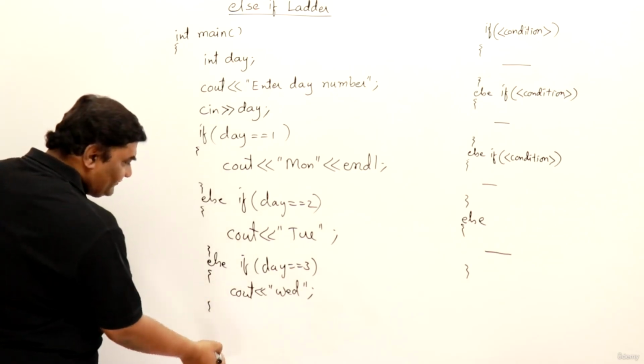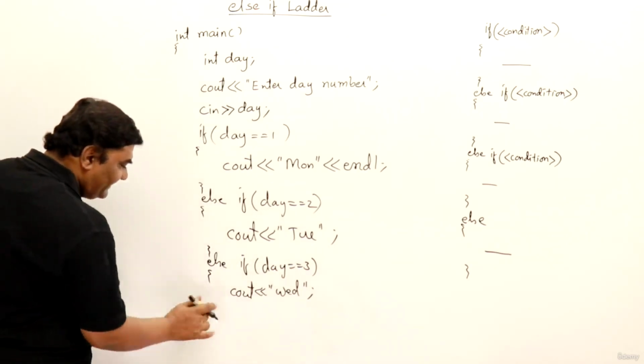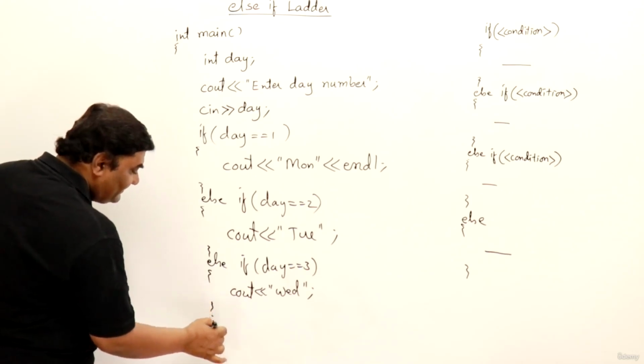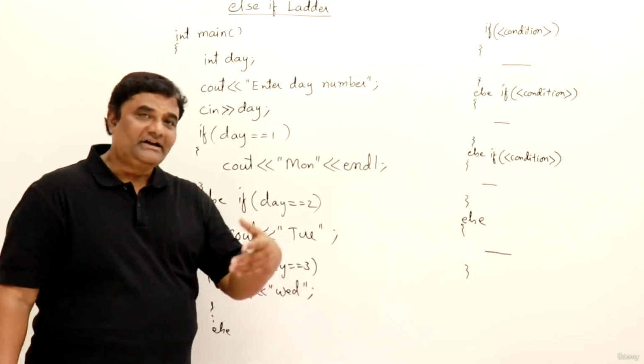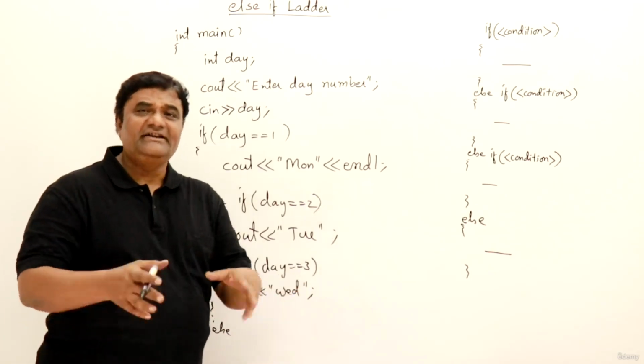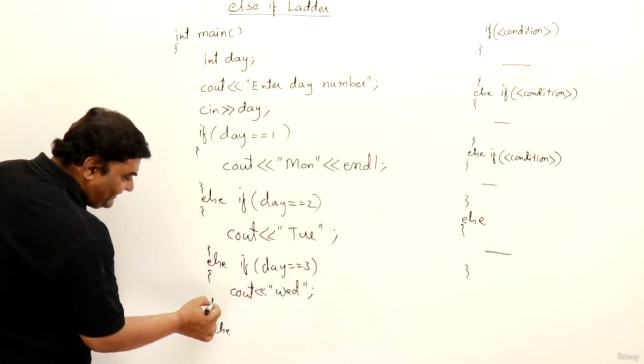Like this, we can go on writing. At last, we can write one else. So suppose this is continued and at last else. Now for 1 through 7, I'll be writing the cases. Else we can say invalid day number. At last, see, I am writing the continuation part.